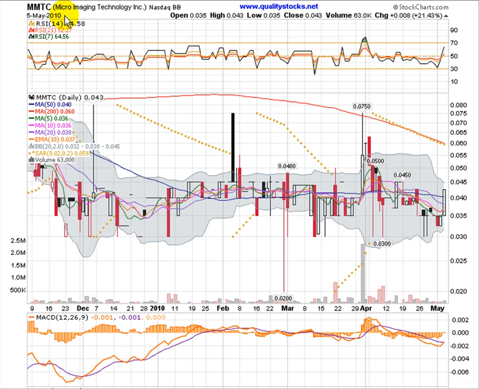And we're going to be taking a look at Micro Imaging Technology. It's a NASDAQ bulletin board stock trading under the ticker MMTC.